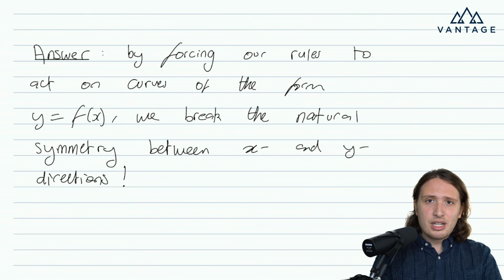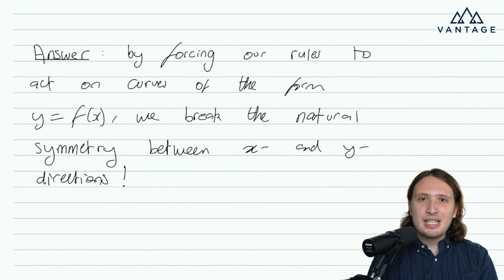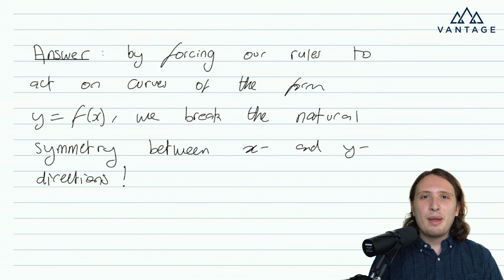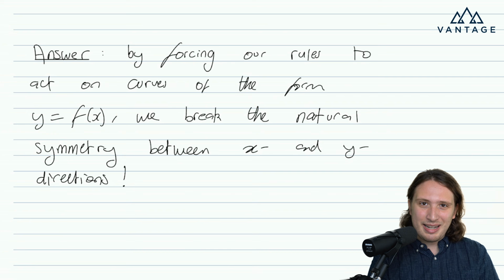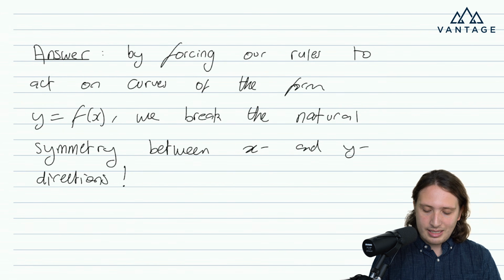So the x and y directions mathematically are on completely equal footing, but when we insist that these rules are going to be formulated on a curve for which y is the subject, we're privileging y at the expense of x and breaking the natural symmetry between the two directions. So if we can find a formulation which restores this symmetry, things should unfold more nicely.